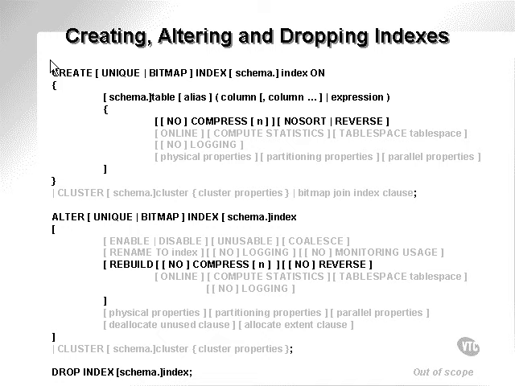Let's look at creating an index. We can create an index which is unique or a bitmap on a certain schema on a certain set of columns, where we say schema, table, or alias, column, column, column, column, etc. or expression. We can compress the index, we can no sort and reverse. When we alter an index, we can rebuild it.